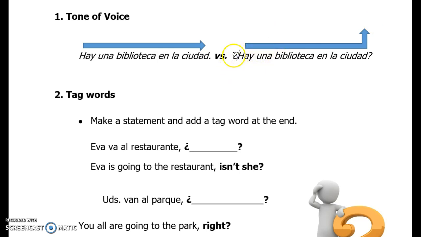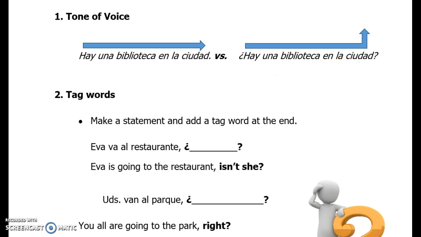So instead of saying, hay una biblioteca en la ciudad, straight across, it becomes a question. ¿Hay una biblioteca en la ciudad? See how I raised my voice at the end, and I took these exact same words in the exact same order, and I simply made it a question. And that's very straightforward and simple to do.